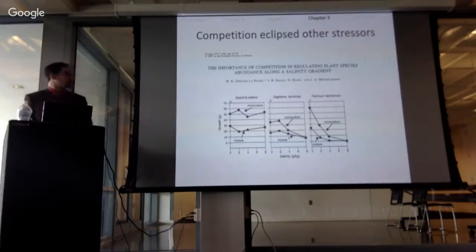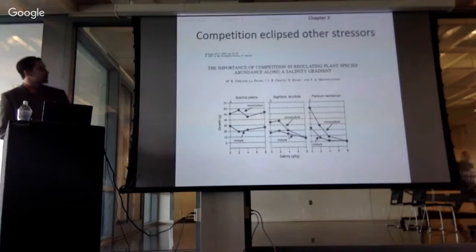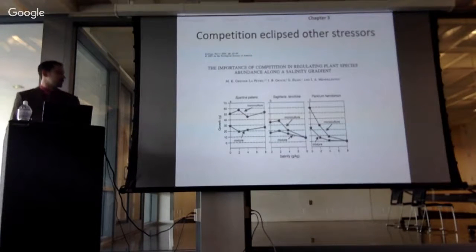This is not a totally novel finding, or it's not an unprecedented finding. Here's a study from 2001 where they tested 3 different wetland plants along 5 different levels of salinity, and found that basically the competition treatment reduced growth and productivity both independently of the treatment level and to a greater degree than the salinity treatment.